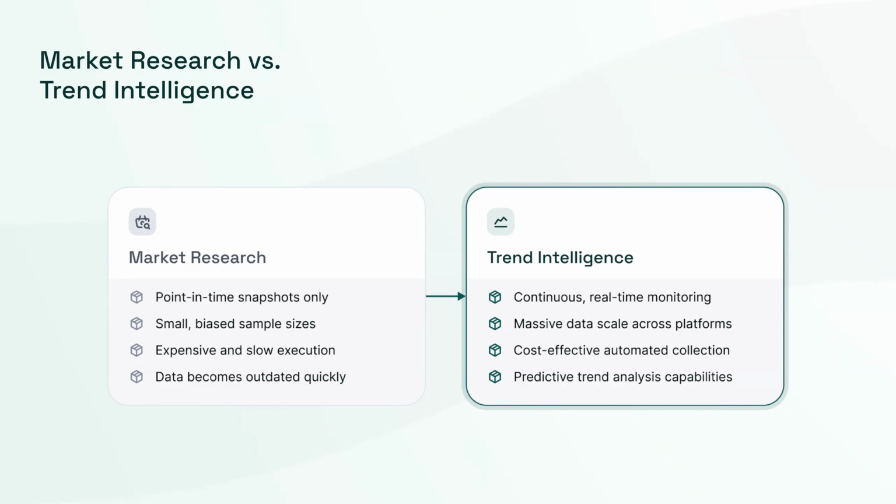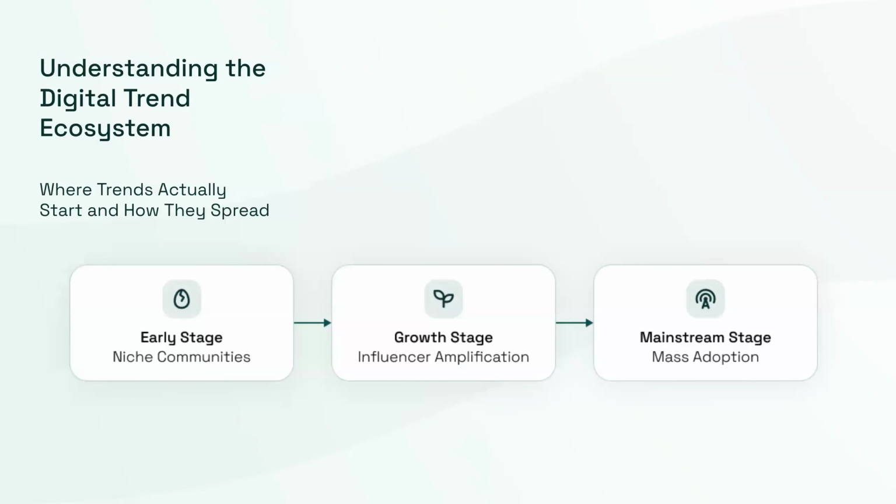Great question. The first step is understanding where trends actually start and how they spread through the digital ecosystem. This isn't random. There's actually a pretty predictable pattern of how trends emerge and gain momentum. So I guess the obvious question from me is to ask for an example. Can you give us a sense of what an example of that pattern might be? Sure, think of it as three distinct stages that trends move through.